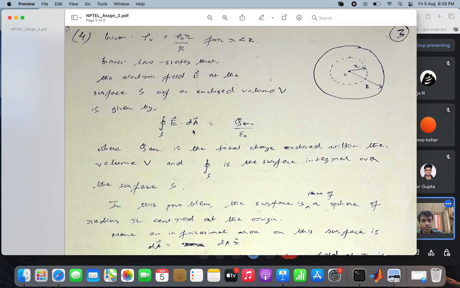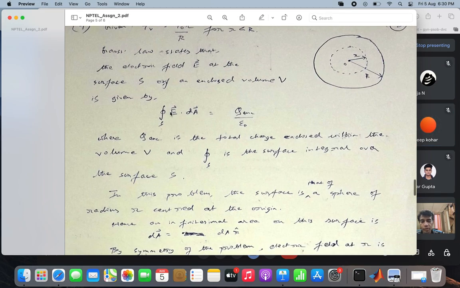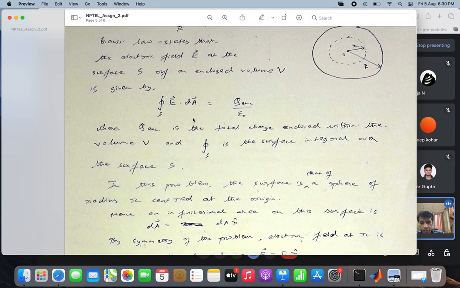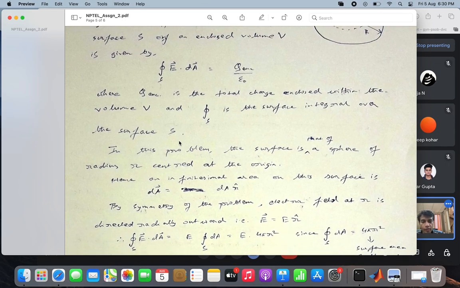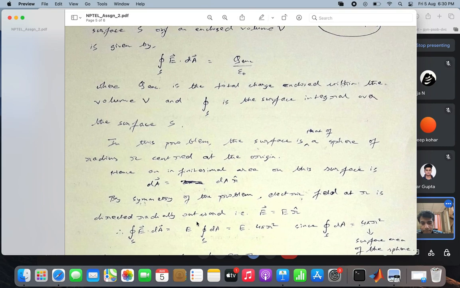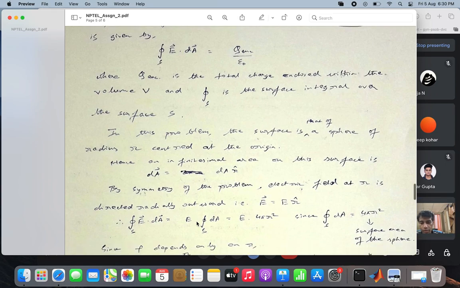Now if my sphere is centered at the origin, then the normal to the surface of this sphere will always be in the radial direction, right? Yes, sir. So both my electric field at the surface of the sphere and the normal vector are in the same direction. So their dot product is basically a product of their magnitudes, right? Yes, sir.